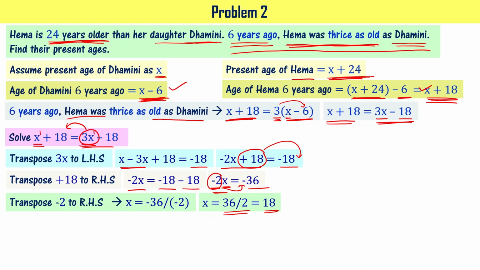X equal to 18 is the solution we are looking for, right? That is the present age of Damni. So x equal to 18 is the solution for this particular equation. That is the present age of Damni.